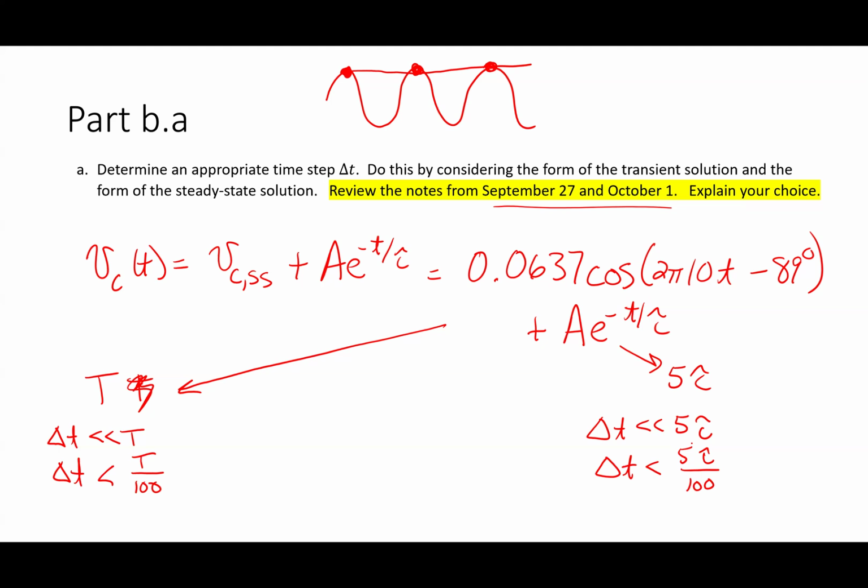Why the smaller of the two? Why not choose the bigger one? Yeah, it won't account for the other one. So I always want to choose the smallest, right?